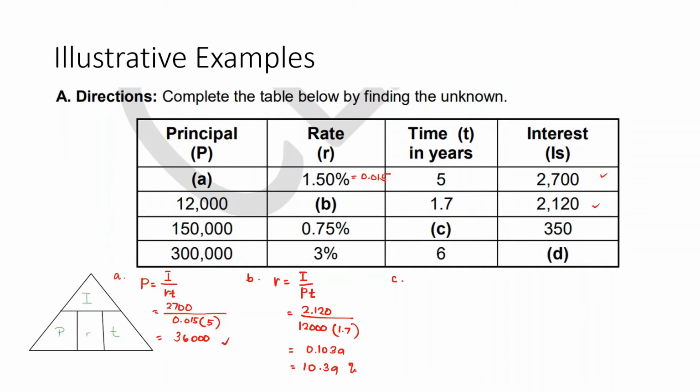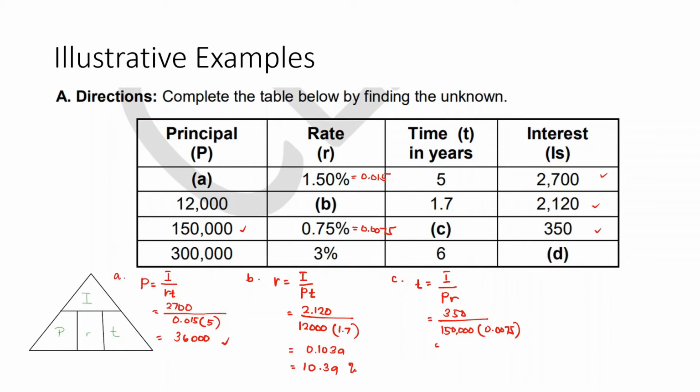In letter C, the missing item or quantity is the time. So to get the time, our formula will be I over P times R. So as given, our interest is 350 over the principal, which is 150,000. And then our rate is 0.75%. Rewrite into decimal, that will be 0.0075. 0.0075 is our rate.